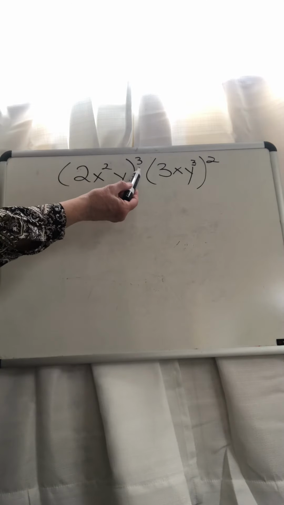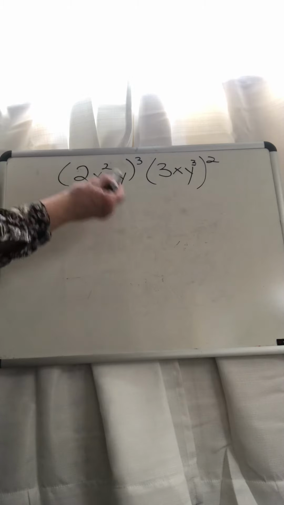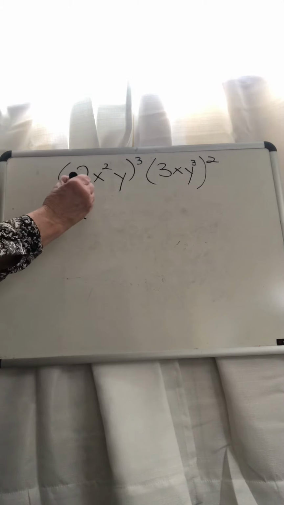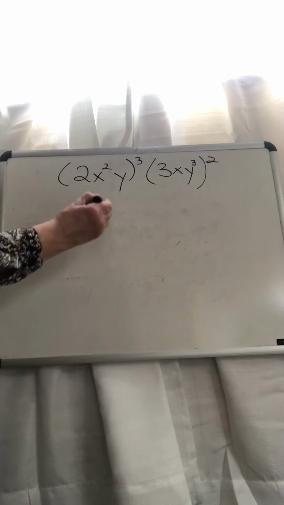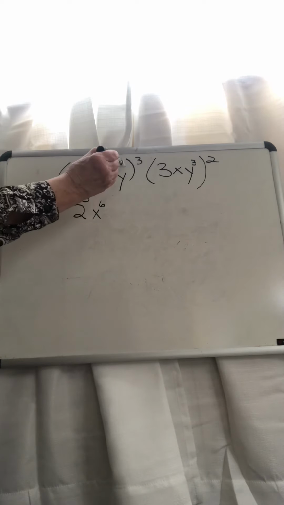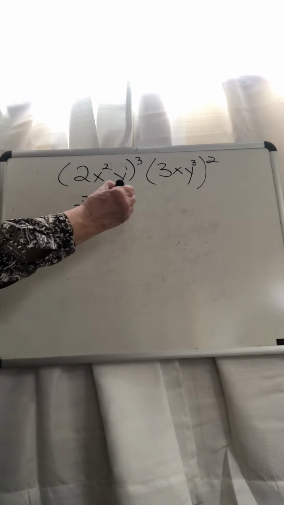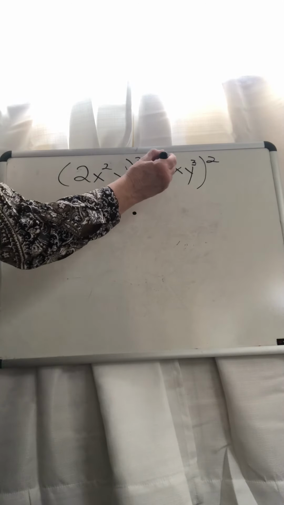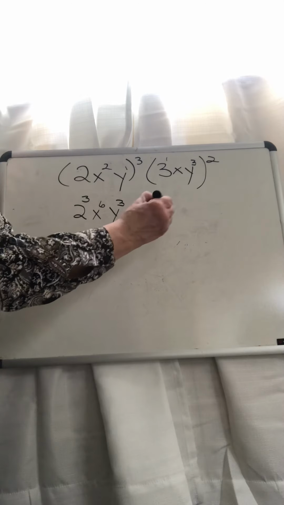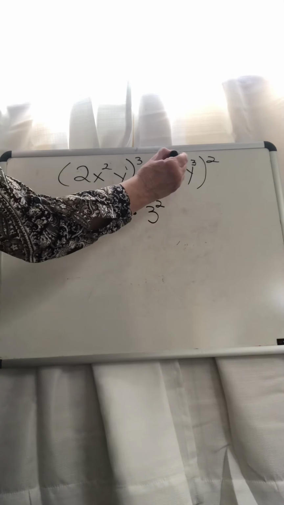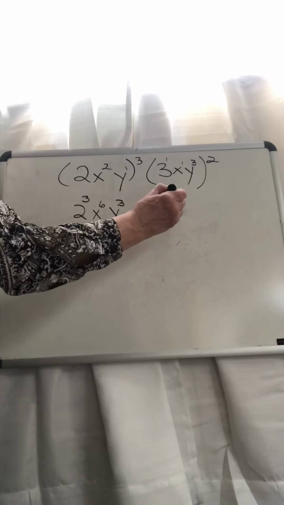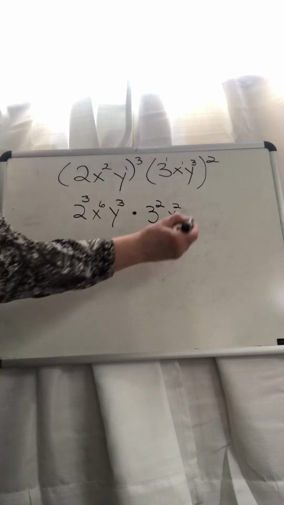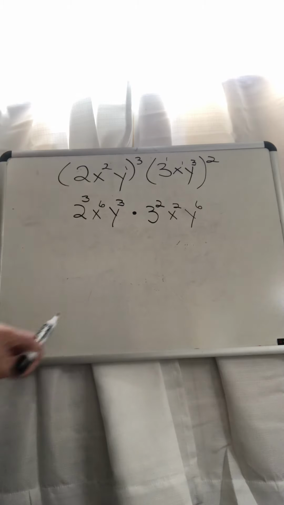Okay, so to begin, we're going to distribute the exponents that are outside the parenthesis to the whole monomial. So that means we have 2 cubed. 3 times 2 is 6, so x to the 6. Remember, that's a 1. 3 times 1 is 3. And then that's going to be times 3 squared. 2 times 1 is x squared. 2 times 3 is 6, so that's y to the 6th.